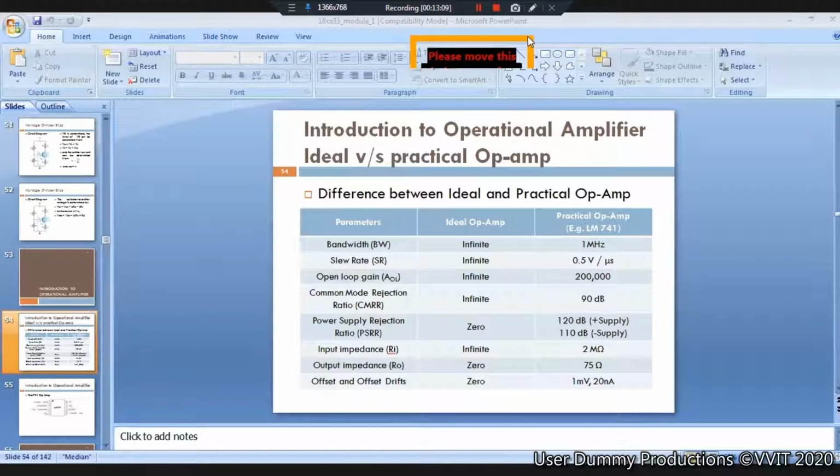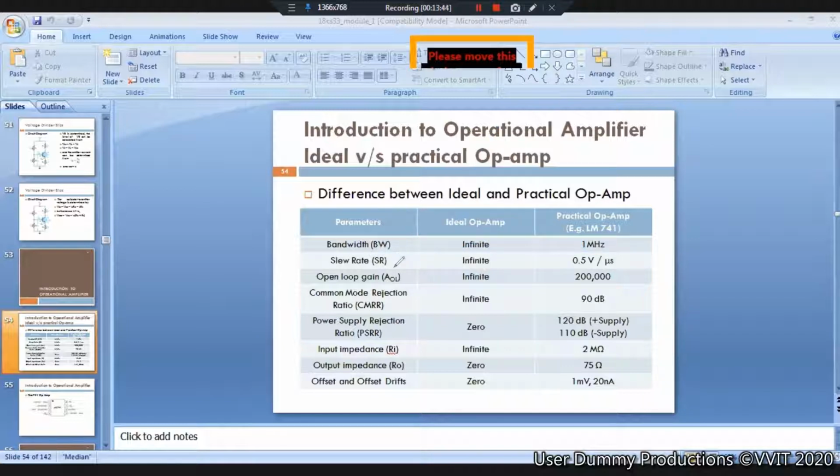See here, in the ideal operational amplifier, take the characteristics diagram: if you are applying current or voltage continuously across the bandwidth, there is no limitation. In the practical operational amplifier, we are using the operational amplifier IC 741. Then we get up to 1 megahertz. I can apply the characteristics diagram. More than that, the bandwidth is not possible.